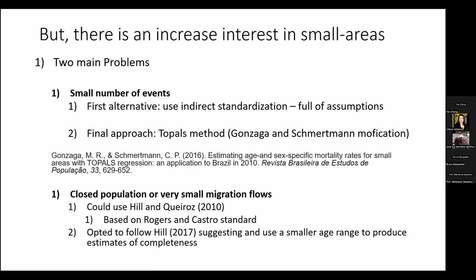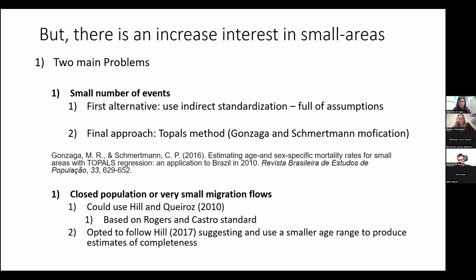And then more recently, we were really interested, and there was a great demand for small areas. So we tried to go down an area level in the case of Brazil, looking at the micro regions and seeing how the data quality and also the mortality estimates were going over the country. So the first thing we did was use indirect standardization, but it's full of assumptions and was quite problematic. And then we used the Topals method, which was based on the Beer method, with a modification proposed by Marcos Gonzaga and Carl Schmertmann.